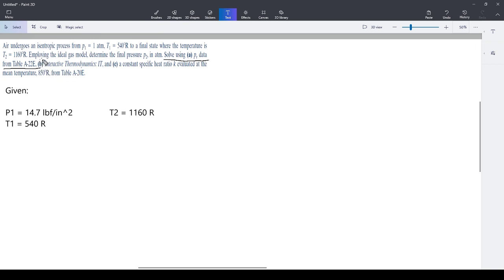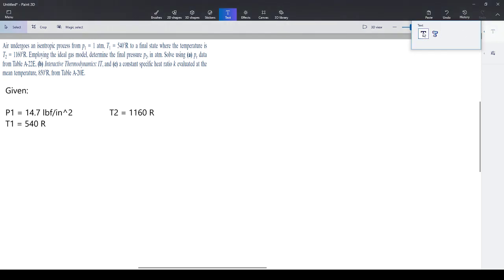And then it's also interactive thermodynamics. We're not going to do that because we don't have access to the software like other people. And then it says constant specific heat ratio, which we might do. Really, if we have time, we might do it. But the one that I want you to really know is this first one.